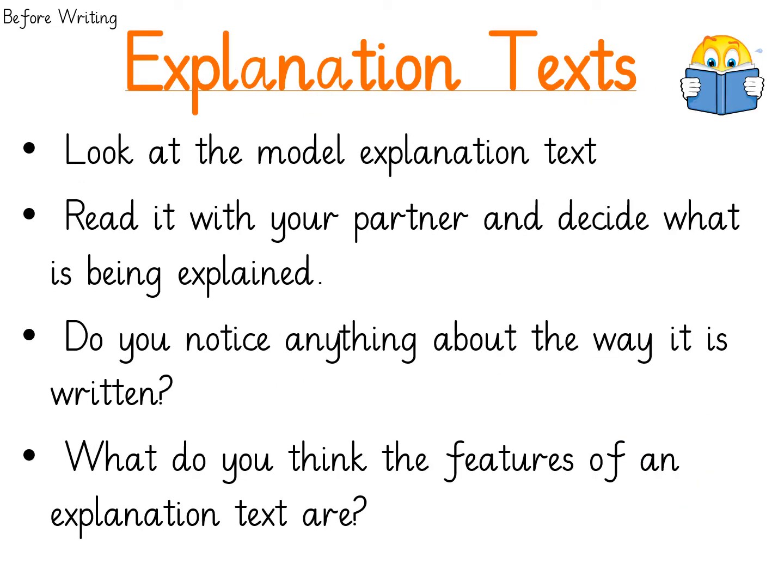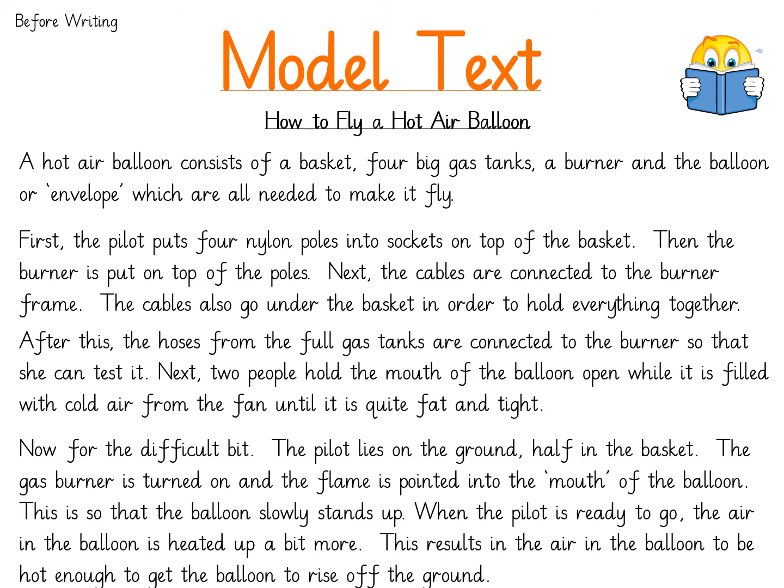So in a moment we'll look at a model text. It says read it with a partner. So someone at home, did you notice anything about the way it's written? What did you think the features of an explanation text are? Okay, so this is the same one we looked at last week, the hot air balloon. So how to fly a hot air balloon. A hot air balloon consists of a basket, 4 big gas tanks, a burner, and the balloon or envelope, which are all needed to make it fly. Now notice that introduction there tells you what a hot air balloon is made of.